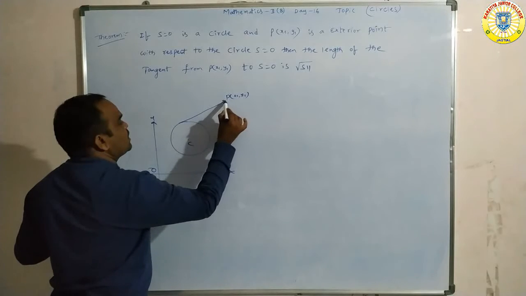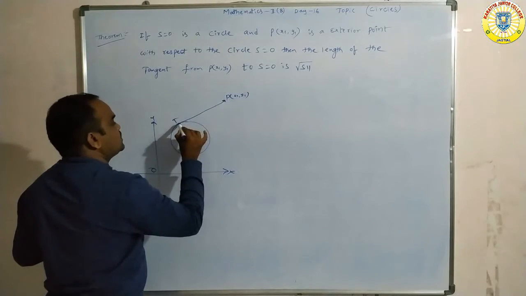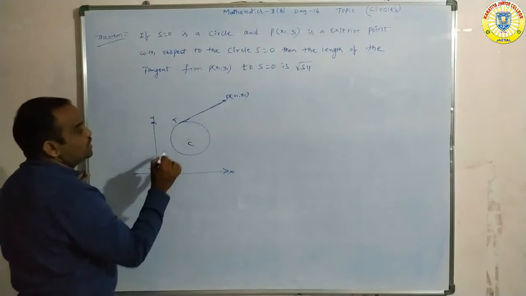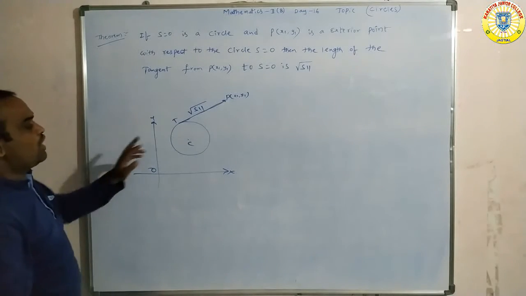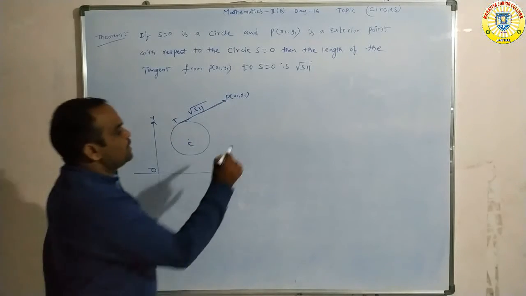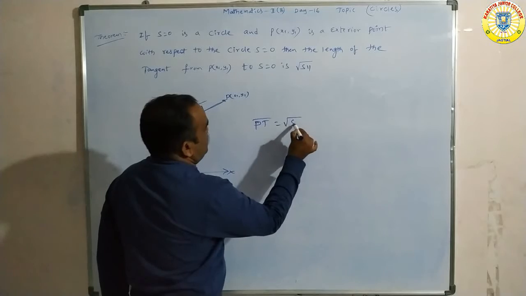So this is which one, sir? The length from P to T. This is the length of the tangent. What is the formula, sir? Under root of S11. This is the tangent. Here PT bar is equal to under root of S11.